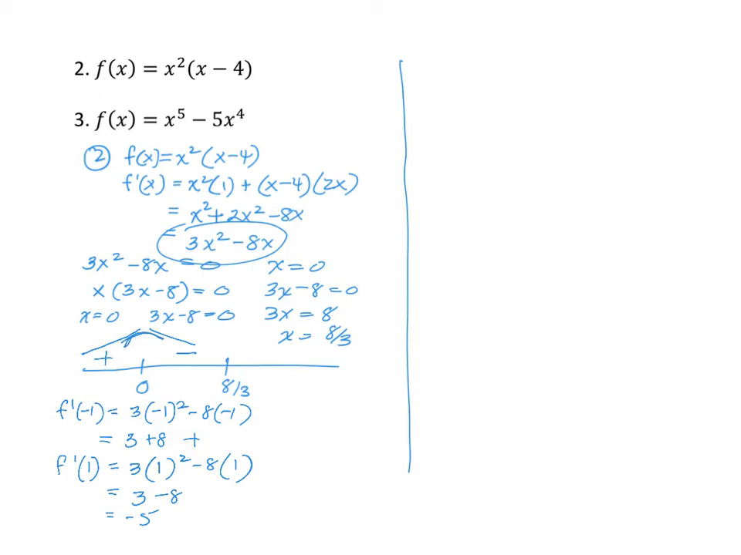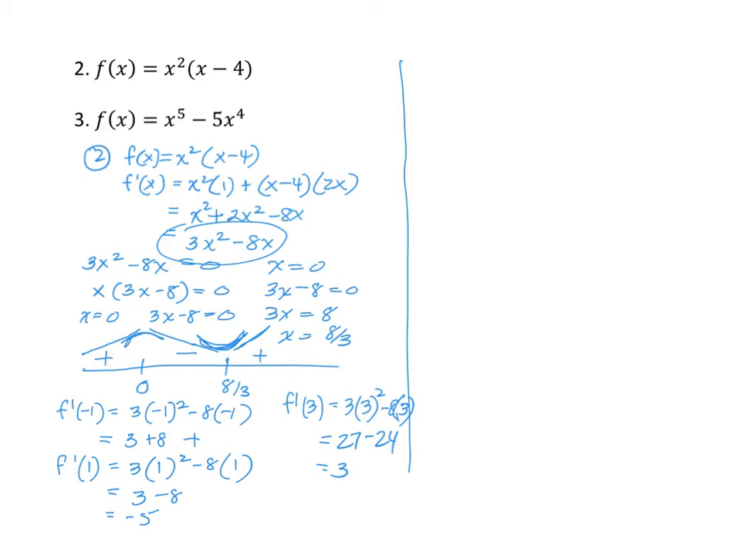Now let's try on the right side of 8/3. Let's try 3. And if I plug 3 in, I get 3 times 3 squared minus 8 times 3. And that gives me 3 times 9 is 27, and subtract 24, and that's a positive number, isn't it? So we see it's increasing again. So it's decreasing until 8/3, then it's increasing, which means we have a minimum at 8/3.